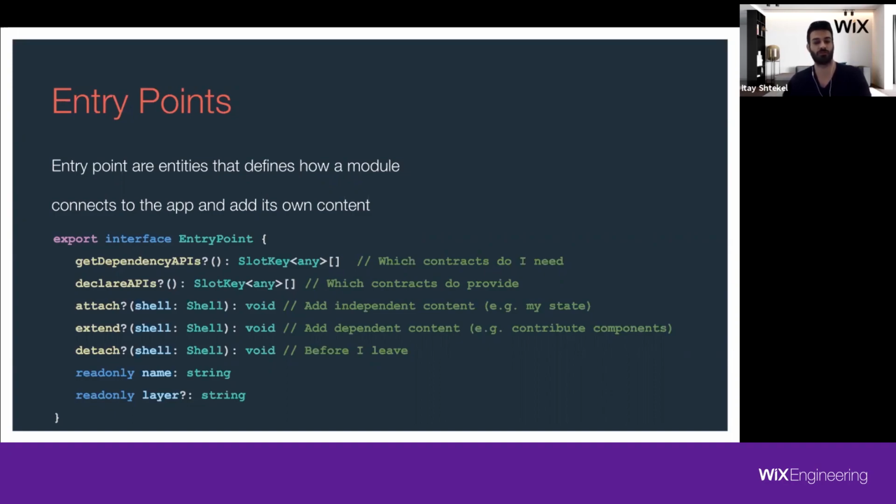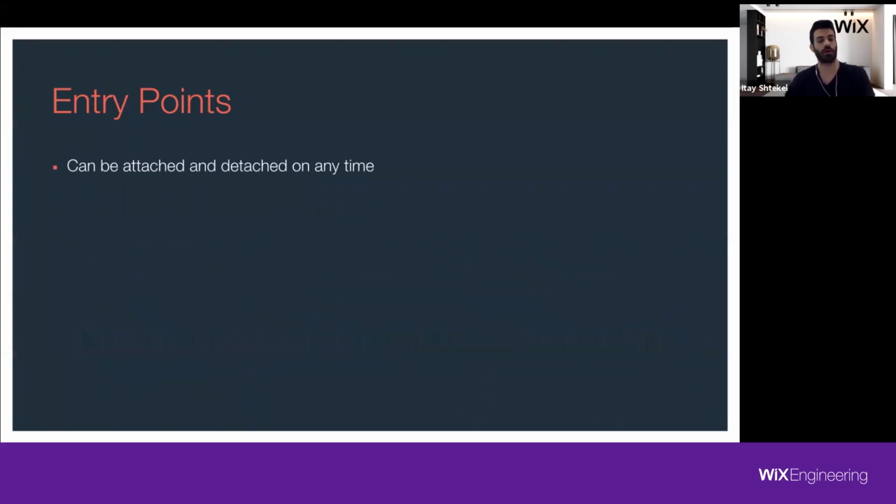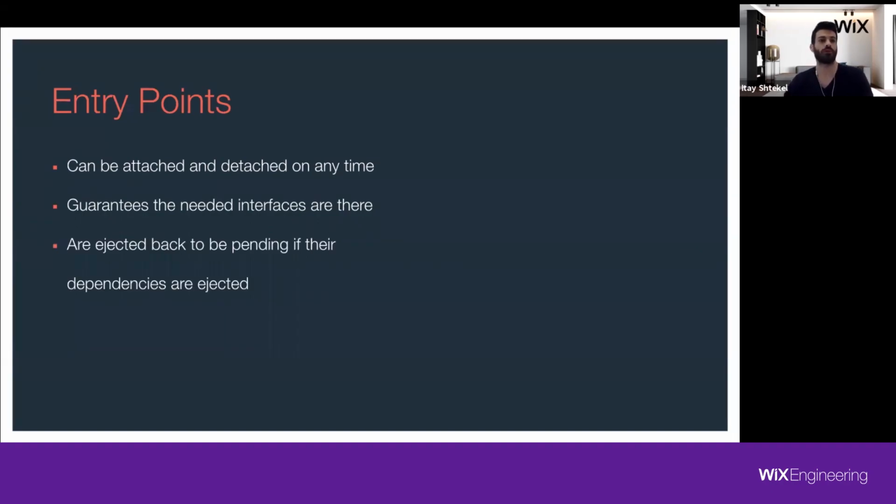We receive a shell from the host. We'll see in a minute what this means. Then we have an ability to clean side effects if for some reason the module is ejected in runtime. And we have a unique name and the layer, which we'll dive deeper into in the end. So entry points or modules can be attached or detached at any given point in runtime. And they guarantee for us that every contract we need from the application is going to be fulfilled. If for some reason one of the modules we depend on is ejected, we are going to be ejected as well and go back to the pending list.